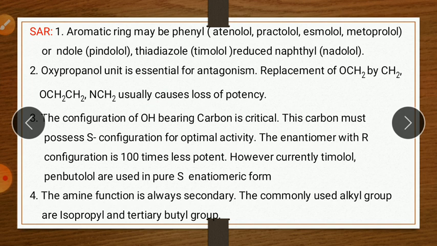However, currently timolol and penbutolol are used as pure S enantiomers. So as we saw previously in stereochemistry, this aryl oxypropanolamine should show S configuration for maximum potency. Therefore, S configuration drugs show more activity as compared to R. Fourth point, the amine function is always secondary. The commonly used alkyl groups are isopropyl and tertiary butyl groups. So it is about the SAR.